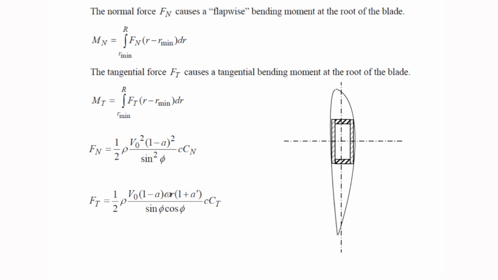As you can see, the lift force causes the flap-wise movement at the root. The tangential forces would cause tangential movement at the root. So, using the above equations, we worked out the bending moment as 3.94.